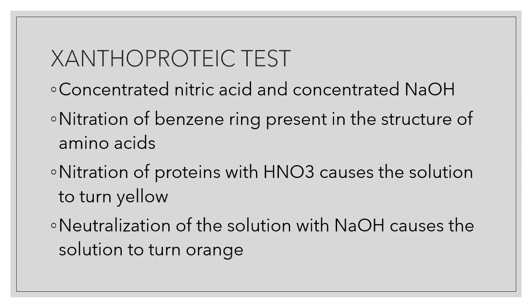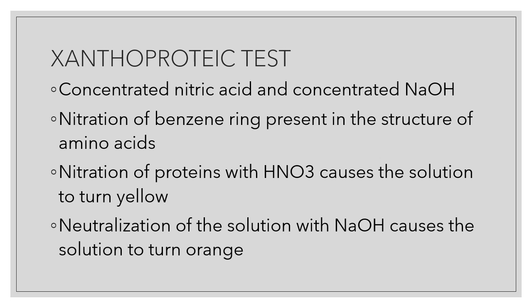Okay, moving on. Your xanthoproteic test utilizes concentrated nitric acid and concentrated sodium hydroxide. First, when you treat a solution containing protein with concentrated nitric acid, it will turn yellow. Then when you add concentrated sodium hydroxide to neutralize the solution, it will change into orange. So, from yellow to orange with the addition of sodium hydroxide.